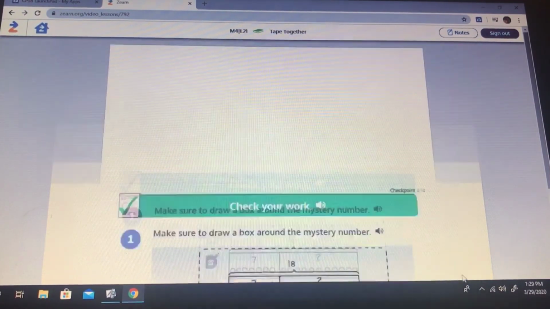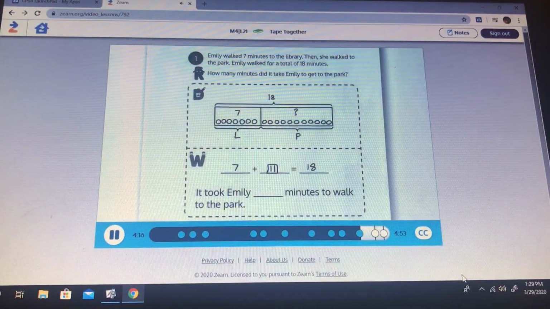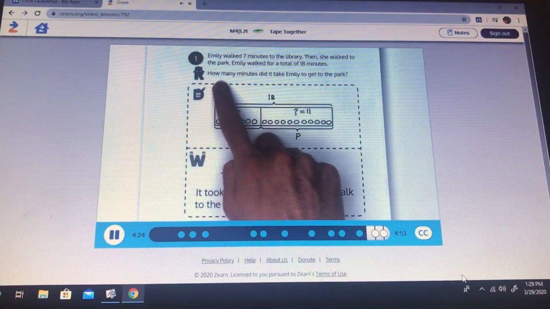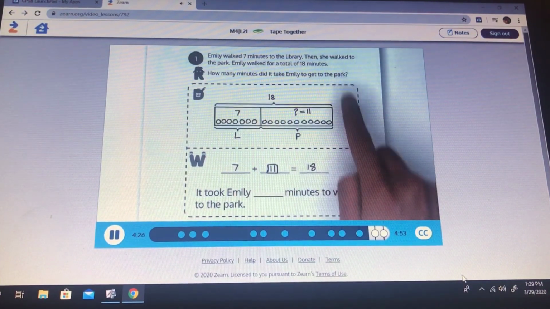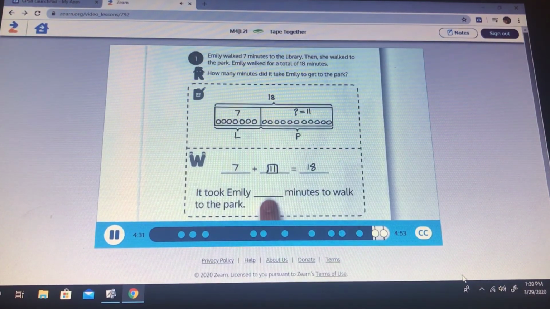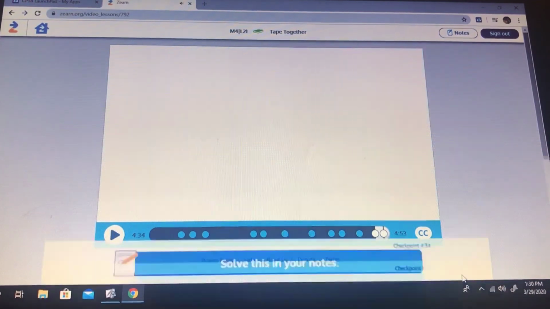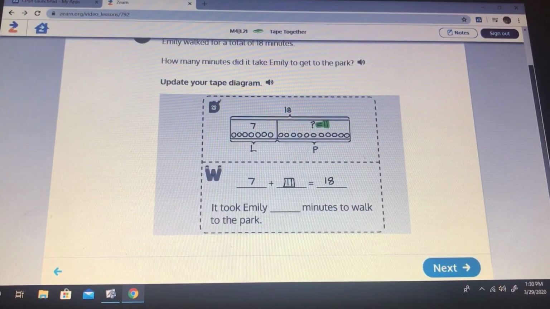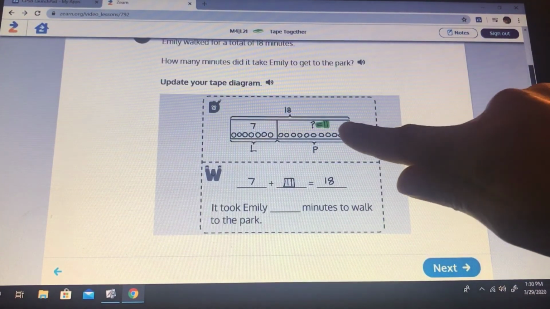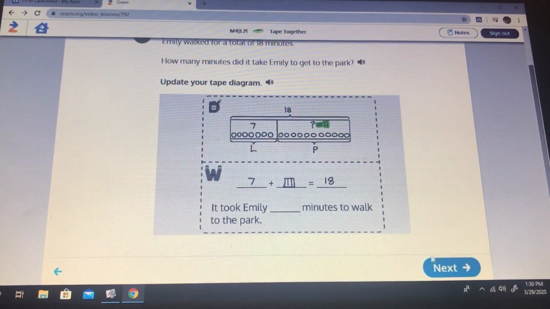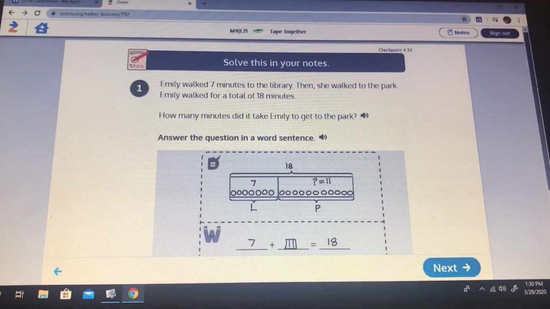Now we can update our tape diagram. We know the question mark equals 11 minutes. How many minutes did it take Emily to get to the park? Update your tape diagram here, then answer the question in a word sentence. So now they want us to fill in this answer on our tape diagram. Our question mark equals 11 because there are 11 circles in that box. And then they want you to answer the question in a word sentence.